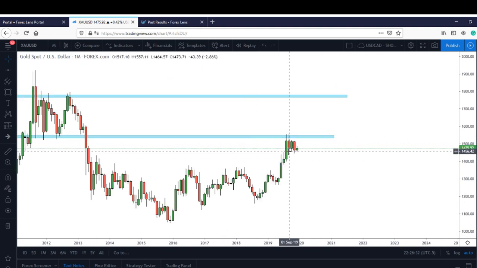You can see this is the monthly time frame. So each candle here represents a month. So we spent 1, 2, 3, 4, 4.5 months. Actually, this will be 5 now because this month's not done. 5 months under this zone. So that is pretty crazy. And this zone dates back to 2011.